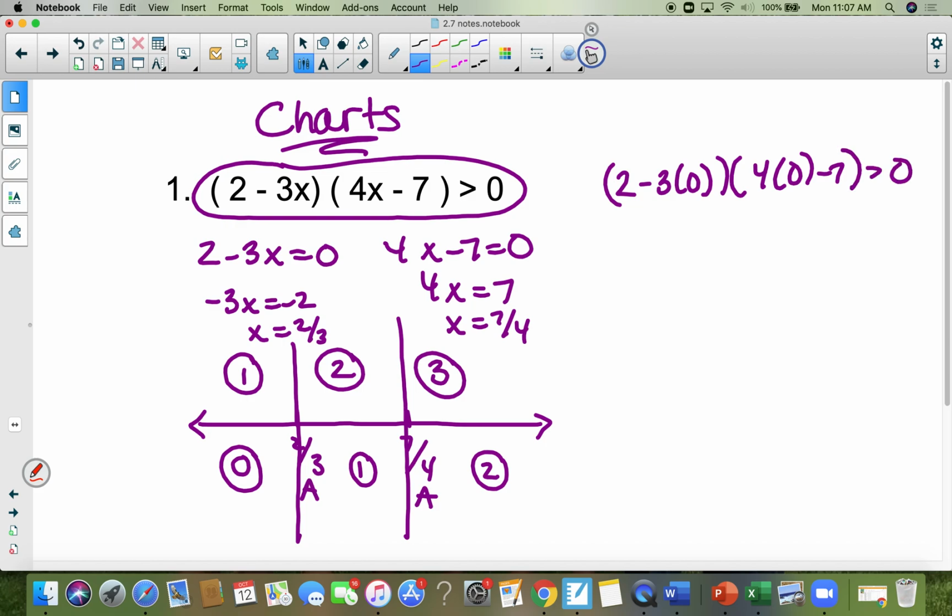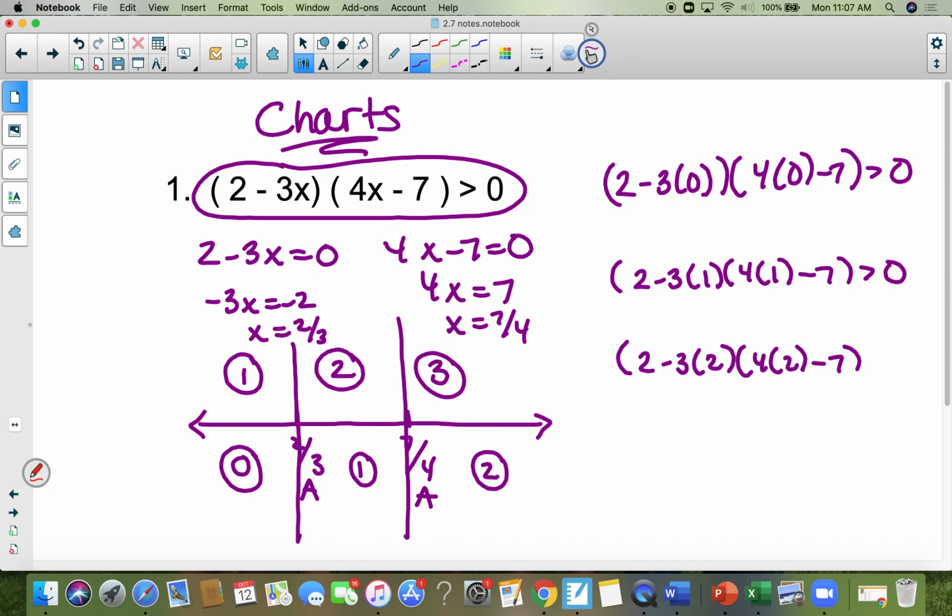And then I'm going to plug 1 into the original. 2 minus 3 times 1, 4 times 1 minus 7 is greater than 0. And then plug in 2. 2 minus 3 times 2, 4 times 2 minus 7 is greater than 0. So all I did was, in place of all the x's, I used 0, I tried 1 in all the x's, and I tried 2 in all the x's. And as you can see, that's what I did here.